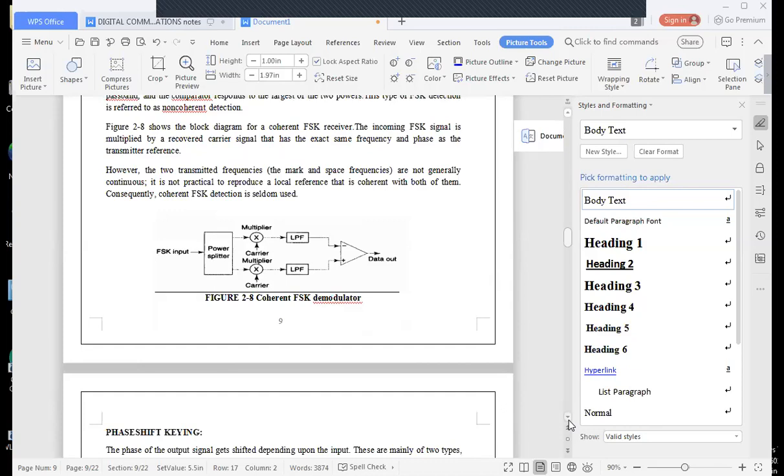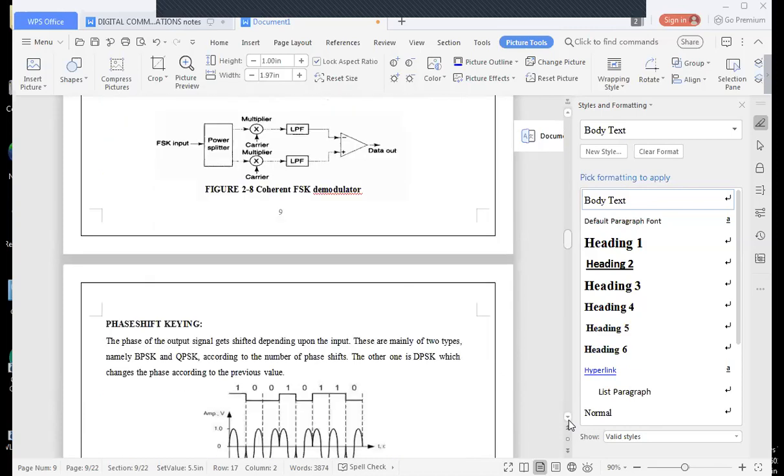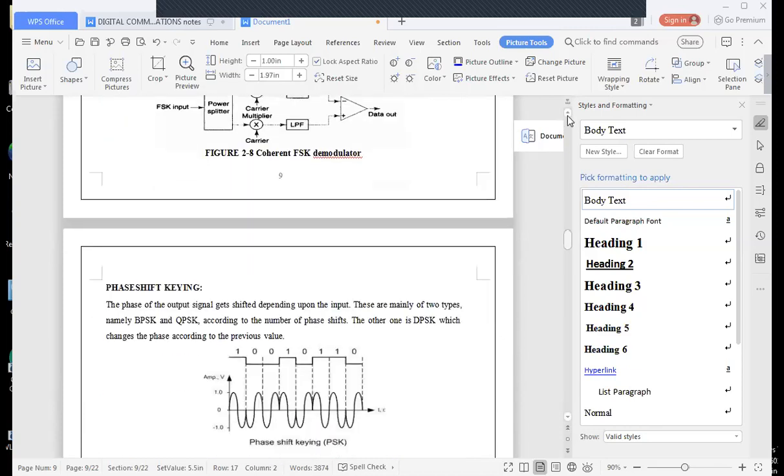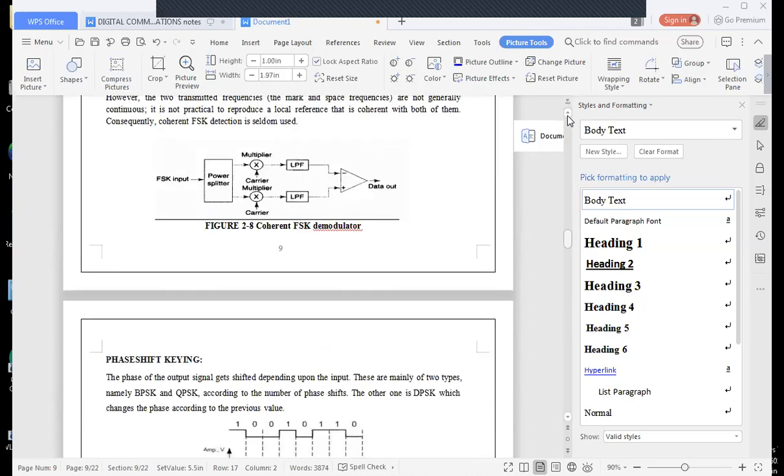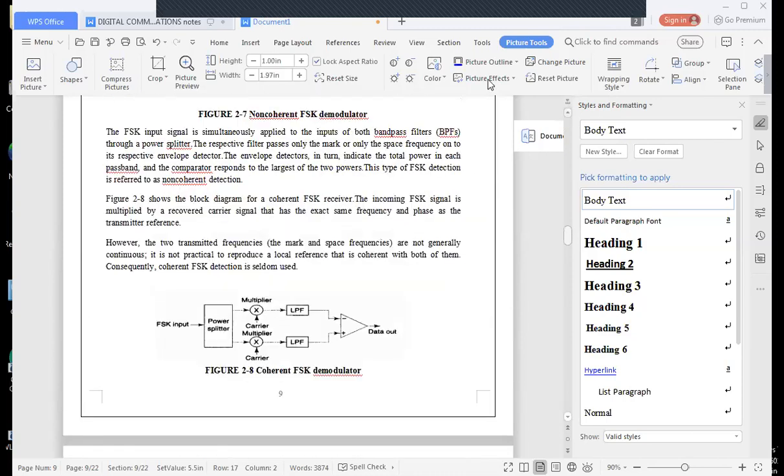These are the 2 techniques of FSK, and that's all for my first lecture. Now wait for my second lecture on the PSK.